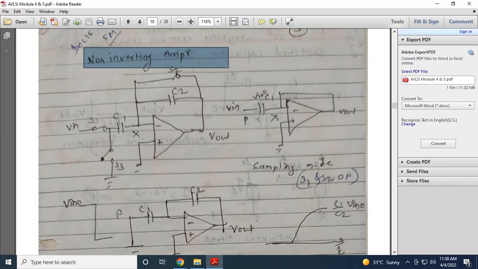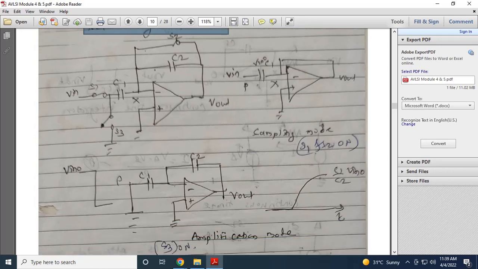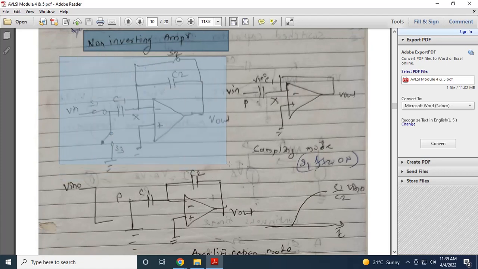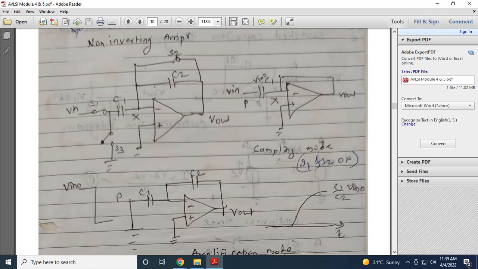Next circuit, that is the non-inverting amplifier. Again it is working in two modes, that is sampling mode and amplification mode. In sampling mode, the input will be tracked by the capacitor, and in amplification mode, that input is applied to the op-amp. So this is the circuit of the non-inverting amplifier. Vin, switch S1, switch S3, switch S2, and capacitors C1 and C2 are used.